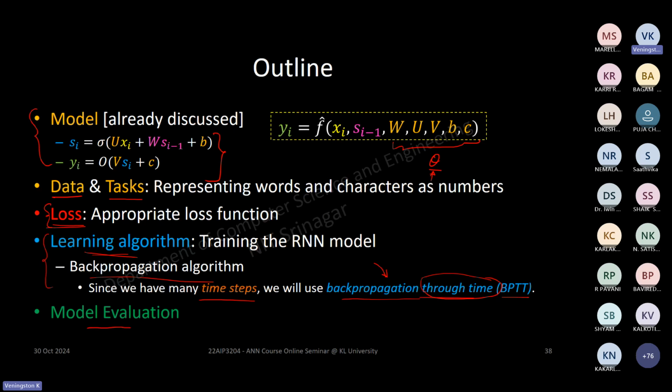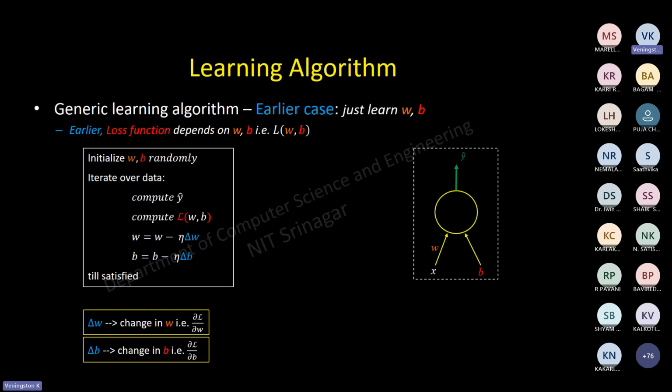So it depends on the task that you are trying to solve using an RNN. Here is the generic learning algorithm that you might have even seen in the context of CNN as well as fully connected neural networks. We initialize weights W and biases B randomly. There are other standard ways of initializing weights as well.